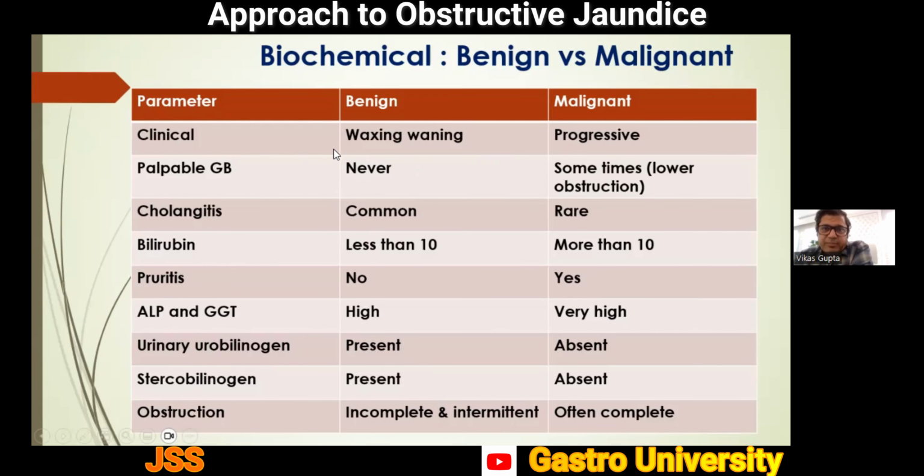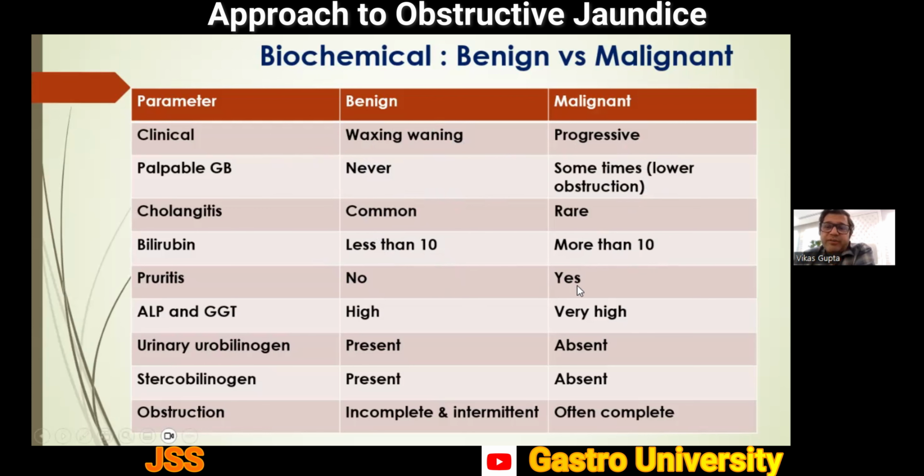If we look at clinical parameters, benign disease will have waxing and waning jaundice, while malignant will have gradually progressive jaundice. A palpable GB can be seen sometimes in benign disease, but mostly in malignant obstruction. Cholangitis is more common in benign disease. Bilirubin levels are usually not more than 10 in benign disease because the obstruction is intermittent and incomplete. In malignancy, however, the bilirubin will be more than 10 because the obstruction is more complete.